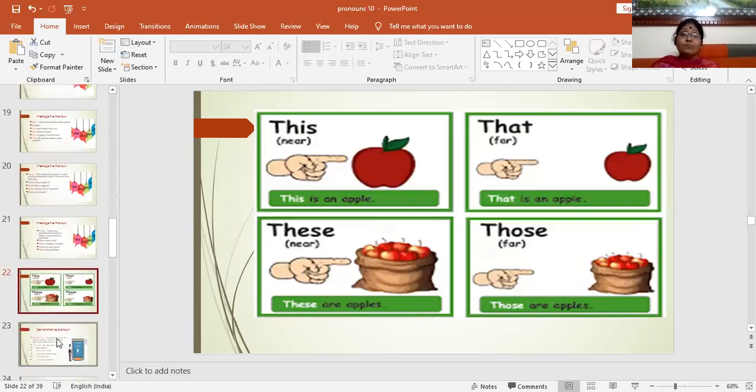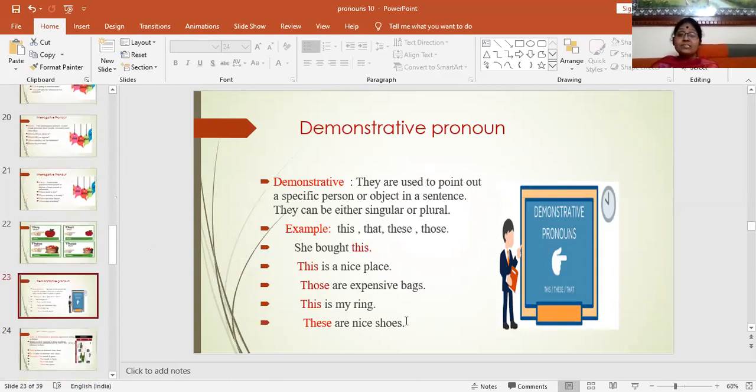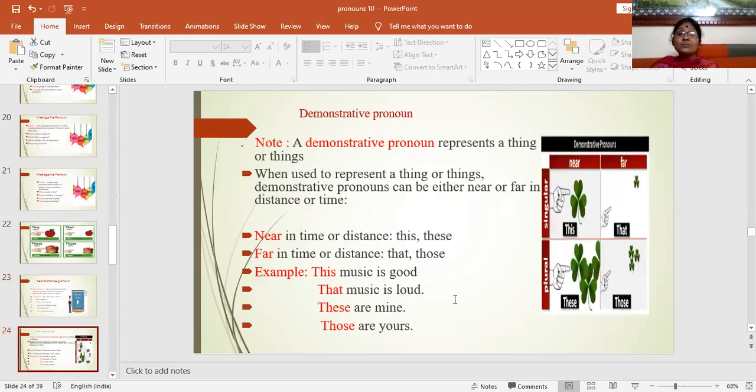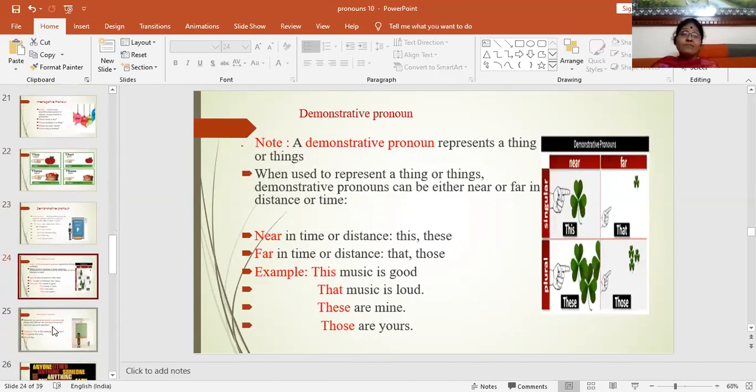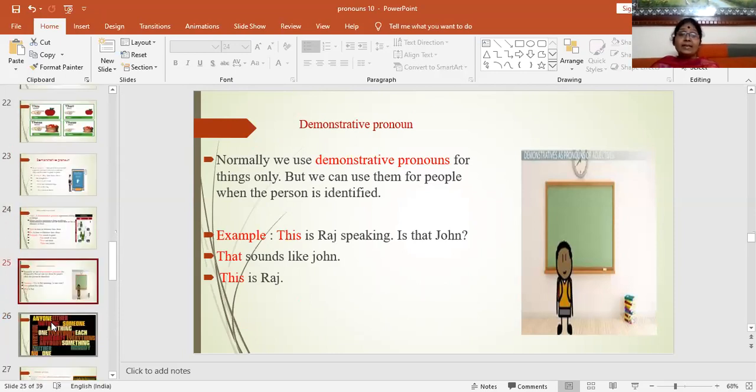Then after interrogative pronouns, we have demonstrative pronouns. What are demonstrative pronouns? They are used to point out a specific person or object in a sentence. Like, this is a nice place. Those are expensive bags, right? So, this is my ring. These are nice shoes. So, in this way, we use demonstrative pronouns. Usually, demonstrative pronouns are used for things, but sometimes we can use them when the person is identified.